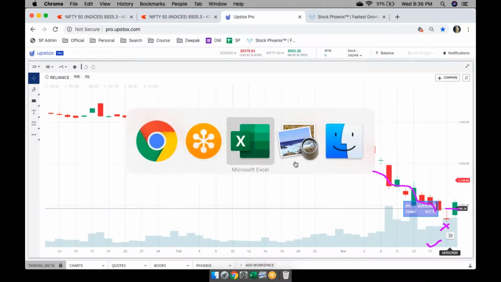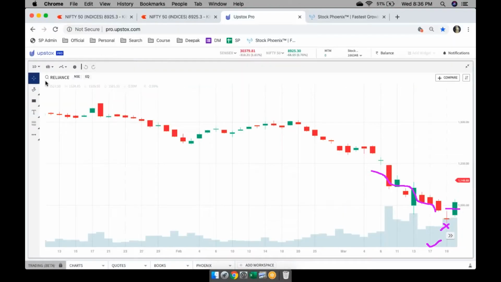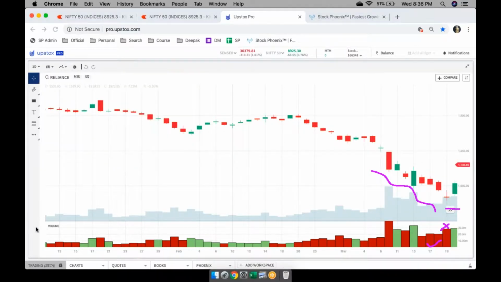So now, enter above the doji or signal candle high on the next day, green candle for long, and volume should be green. So we have to check the volume. Here you can see there is no volume color. Add the volume indicator. So the volume also is in green, so we can make an entry.